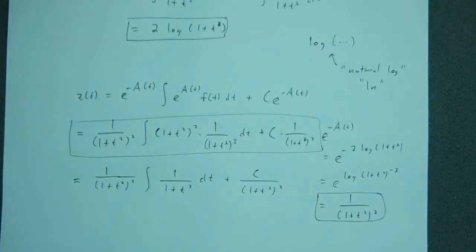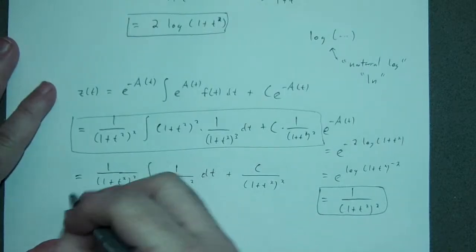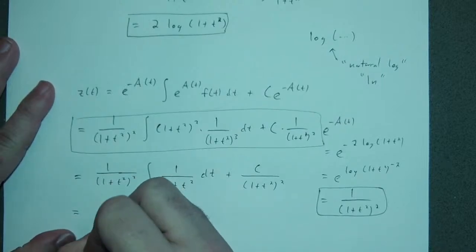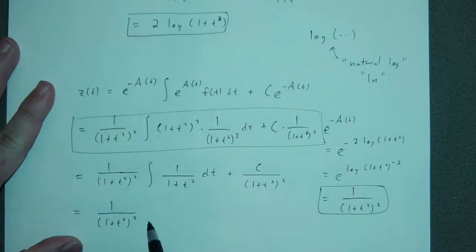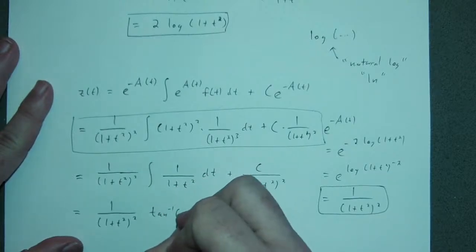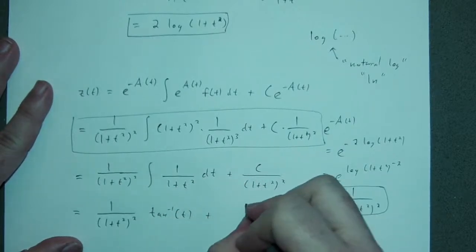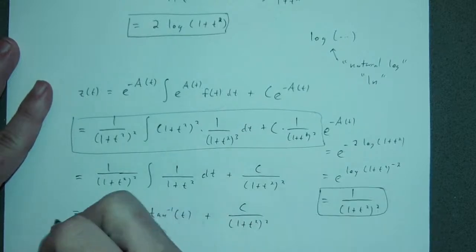What is that integral? Someone can tell me, maybe. What is that? While I write this. This is 1 over 1 plus t squared squared times, what is that? This is arctan. This is arctan t plus c over 1 plus t squared squared.